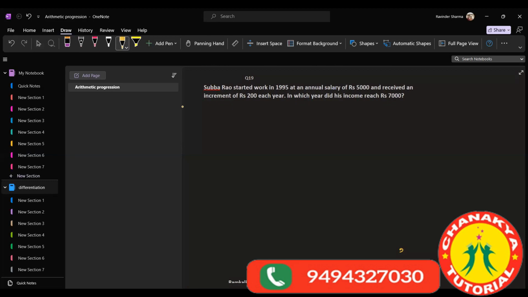A equals rupees 5,000, ma'am. D is the annual increment, which is 200. What is your 7,000? Since the question asks in which year, you have to find N. The income reached 7,000, so that is AN.